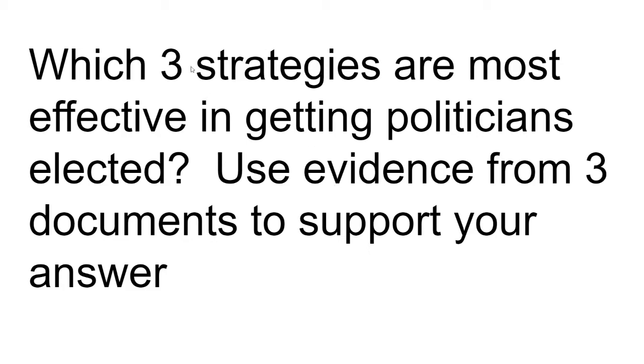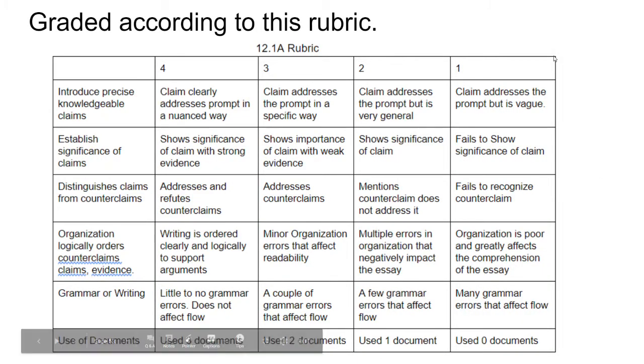So by now you should know the strategies. Here's the rubric that I'm going to grade you guys on. It's largely the same as the Alderman one, largely the same one we've been using all year, but there is a little bit of addition. At the very bottom, you'll see there's a use of documents category. If you use 3 required documents, you get full credit. If you don't use any, you get 1 point. So do keep that in mind.